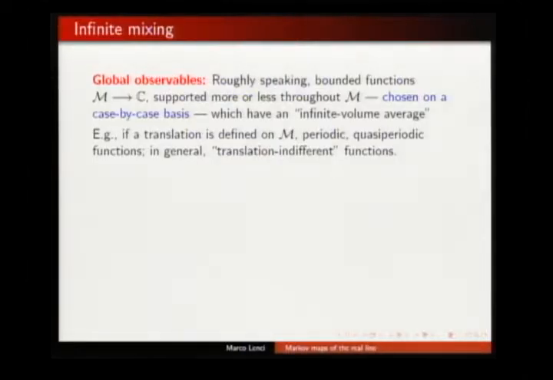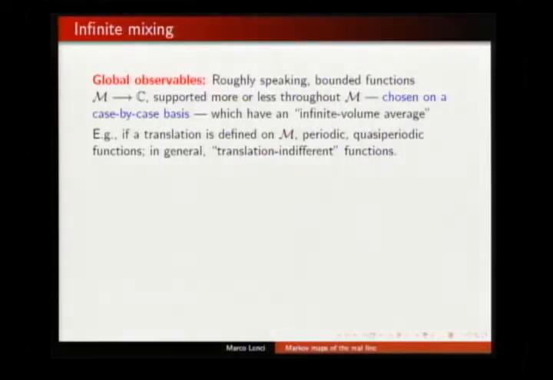So it's a function that looks at a finite portion of the phase space. A global observable is, think of the furthest example of a function. So it's something that is more or less supported everywhere. I mean, it looks pretty much the same all over the phase space. Once again, this is supposed to be translation indifferent, if not translation invariant. So this is a general idea.